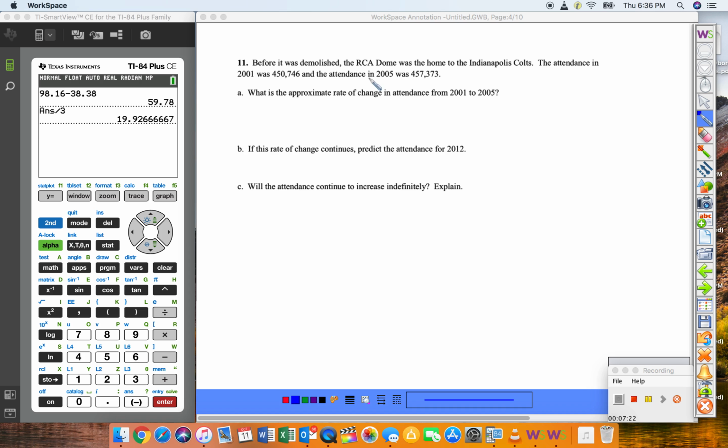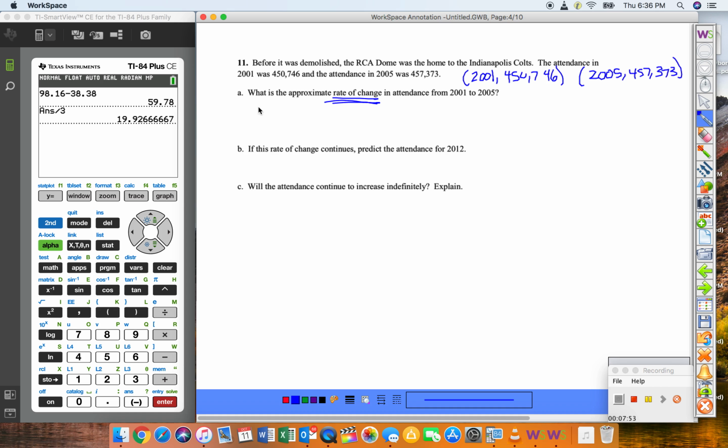Before it was demolished, the RCA Dome was the home to the Indianapolis Colts. For those who don't know, that's a professional football team. The attendance in 2001 was this much, and the attendance in 2005 was this much. What is the approximate rate of change in the attendance from 2001 to 2005? So let's write two ordered pairs. 2001 is a year, and here's the big old honker attendance, 746. And the other ordered pair was 2005, 457,373.